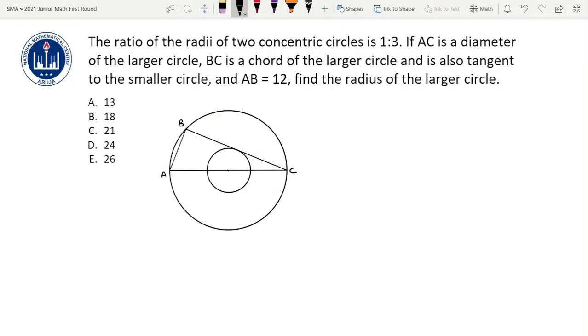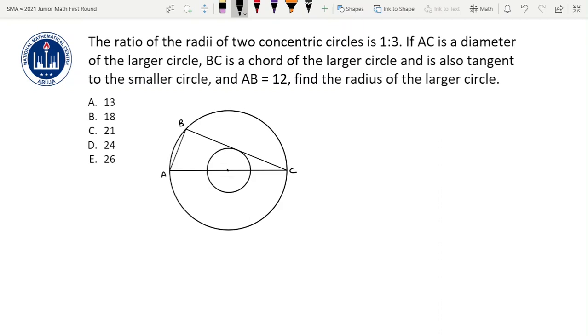In this video, we're going to solve question 24 of the 2021 Junior Mathematics Olympiad first round. So this is the diagram for what we have in the question. We're told that we have two concentric circles, with radii in the ratio 1 to 3. So this is the center of the two circles.